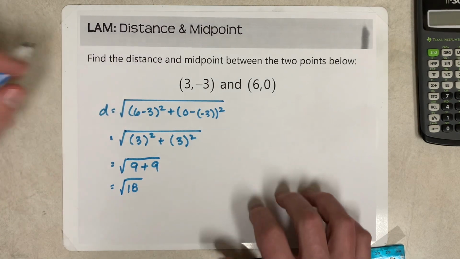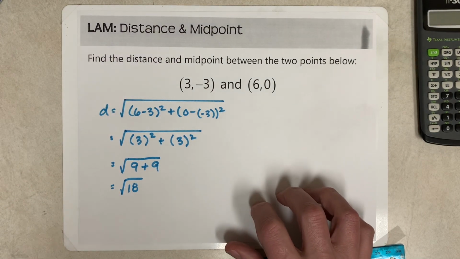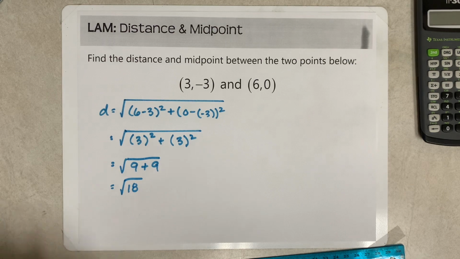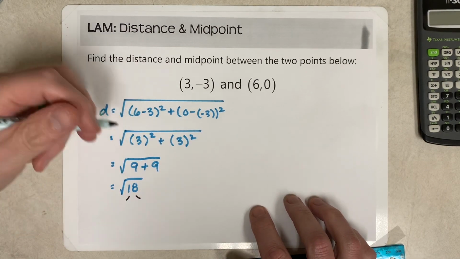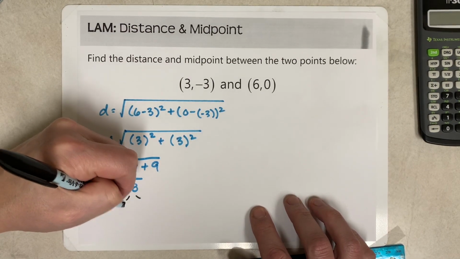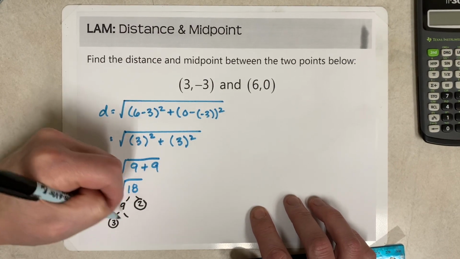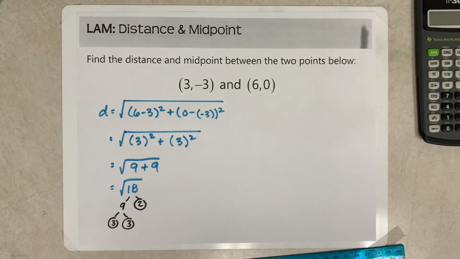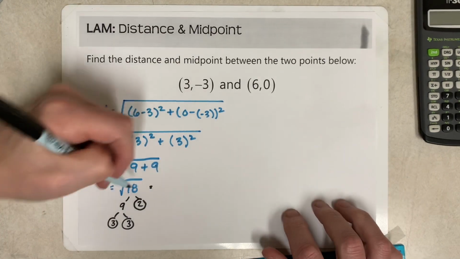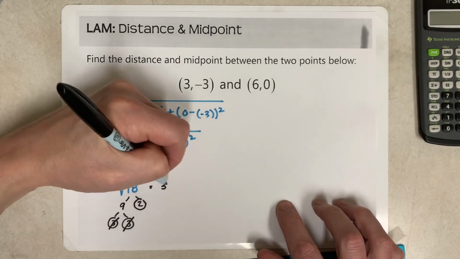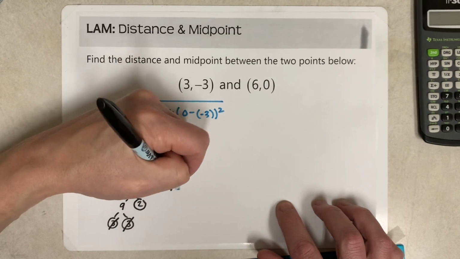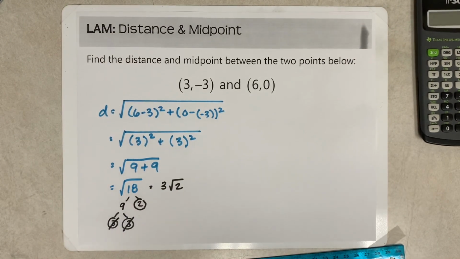And the square root of 18 now, we're going to have to break that down, aren't we? So if we take a factor tree here, sometimes you have to do that. 18 is going to be 9 times 2. 2 is prime. 9 is 3 times 3. And so it looks like we're going to get 3 and then root 2. So it looks like 3 root 2 is going to be our distance for this one.